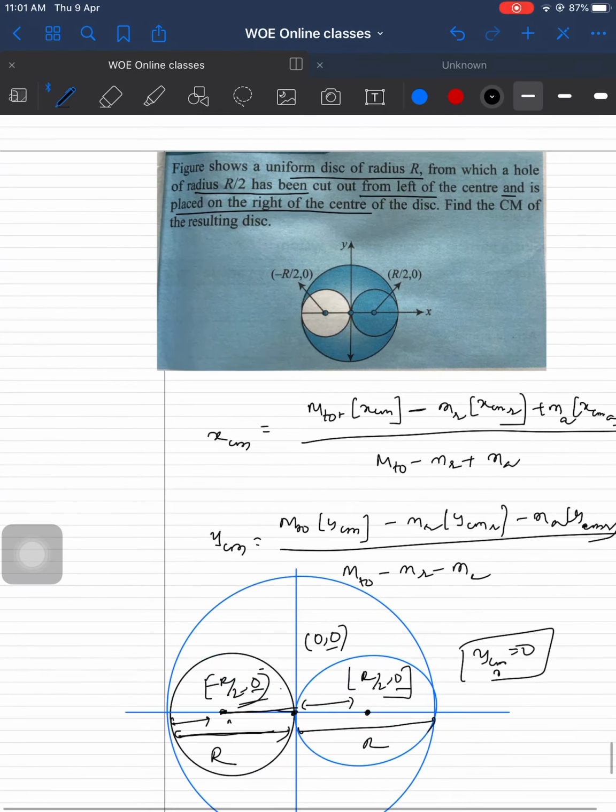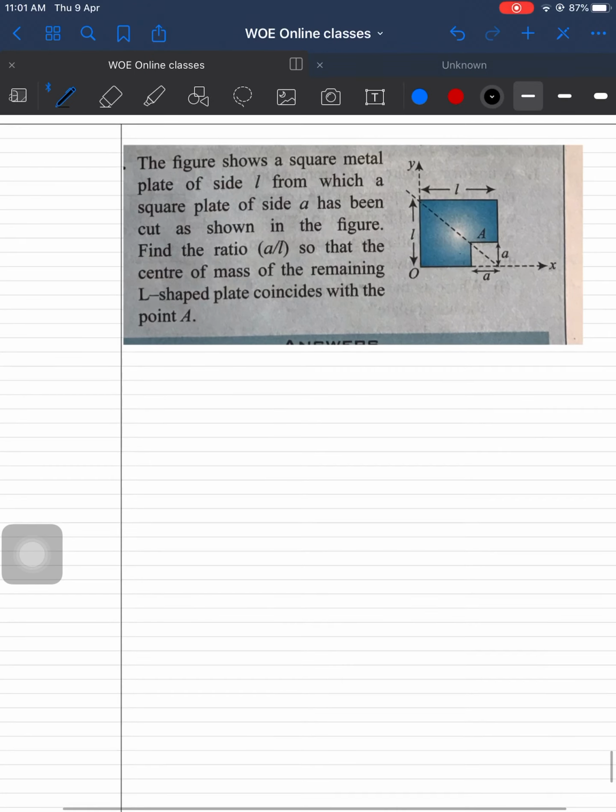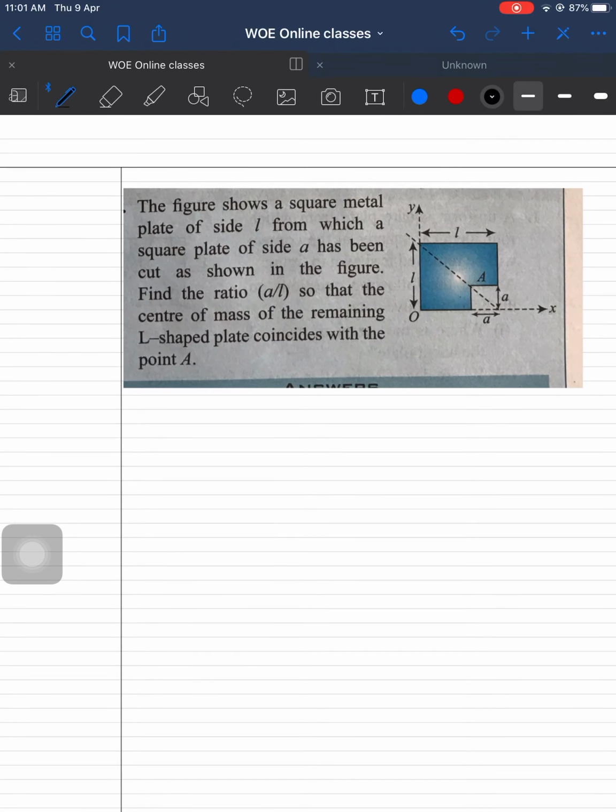We can solve this case also, but as in the previous cases, I have to take this as the origin 0, 0, where initially. Read the question carefully: a metal plate which is outside of A is removed. It is a little bit tricky compared to other problems. Try solving this, and we'll check.